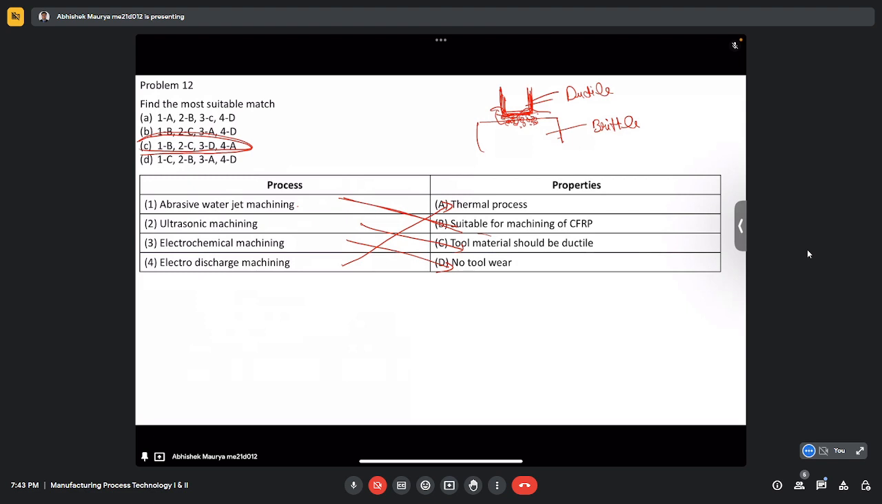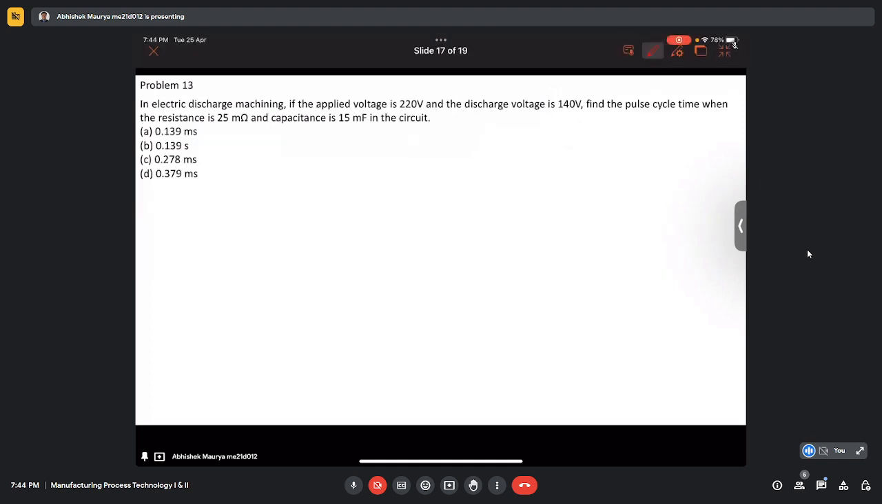Okay, any confusion? Okay, seems it is clear. So we will move to the next problem. Please read the problem and try to find out the correct answer, and after that I will discuss the solution.